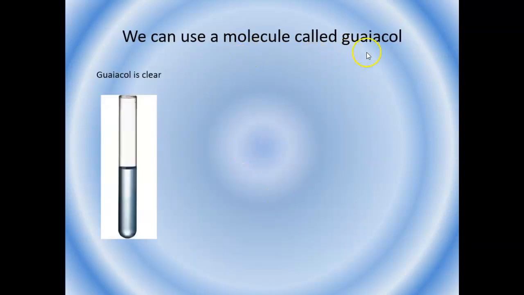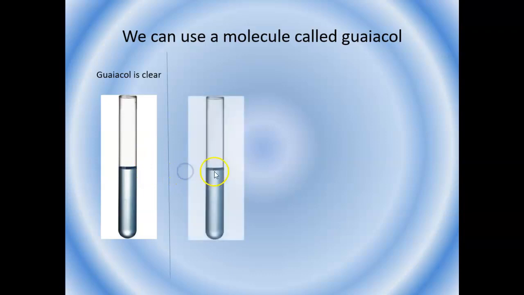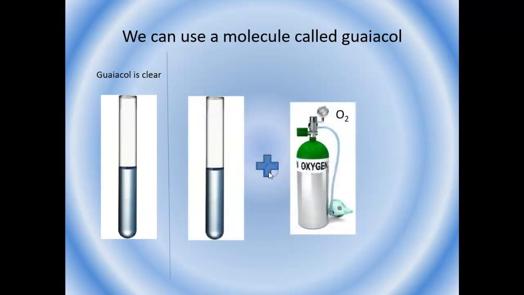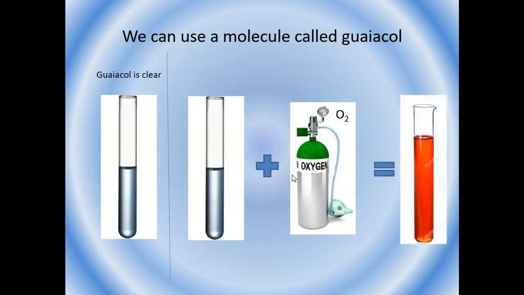So we use a molecule called guaiacol. Guaiacol normally is clear. You take that guaiacol, and if you combine it with oxygen, remember we got oxygen from the breakdown of hydrogen peroxide, then it turns color. So we can get the oxygen from the hydrogen peroxide breakdown plus guaiacol, and that lets us know that that has happened.